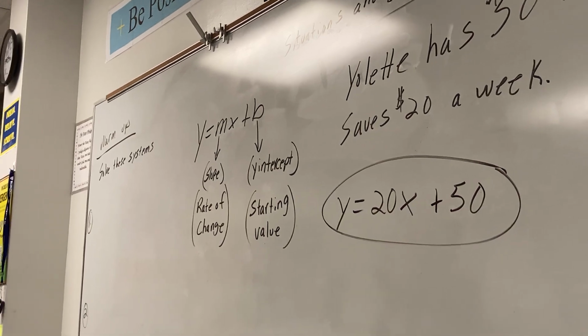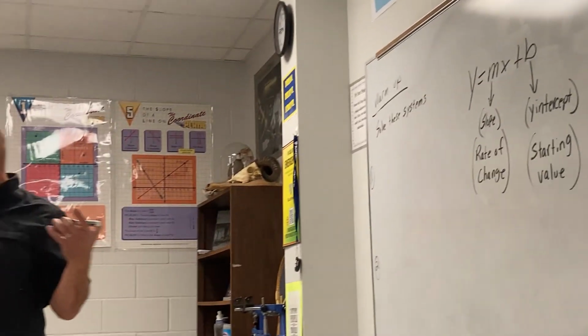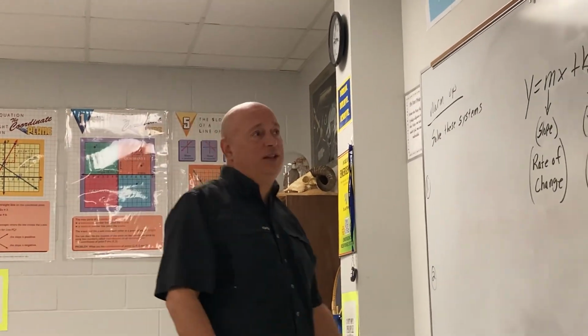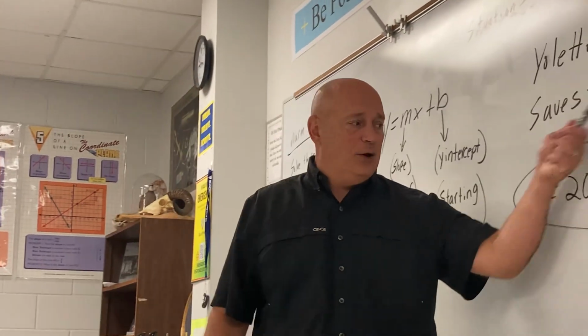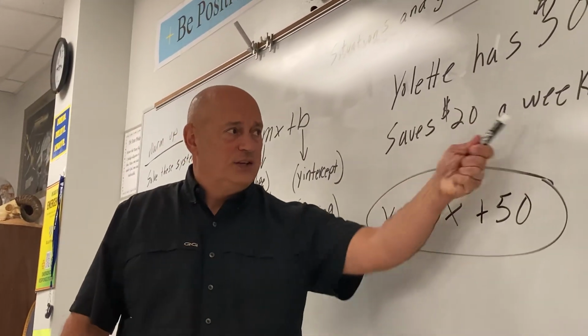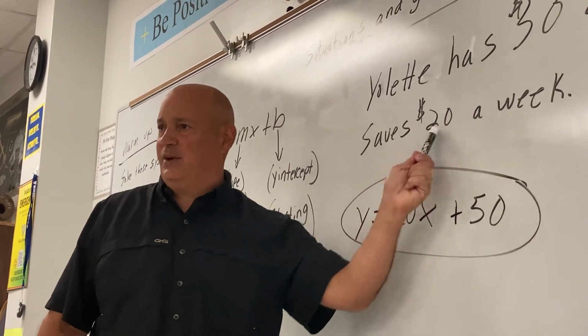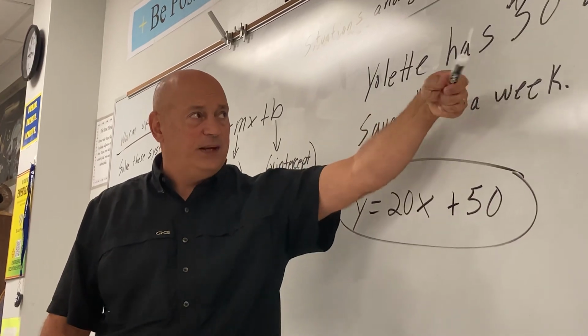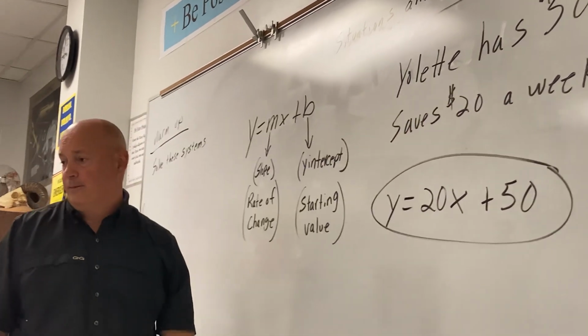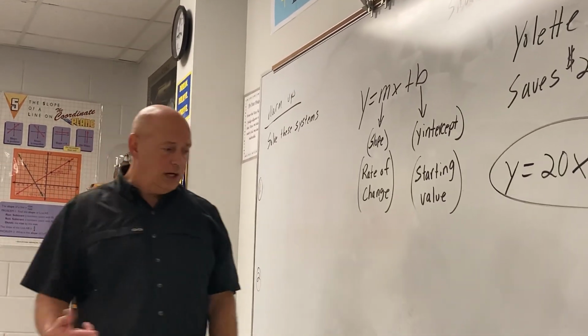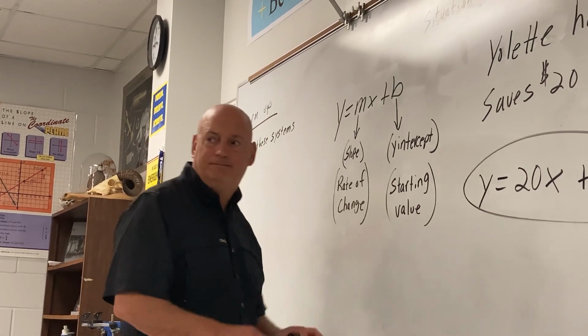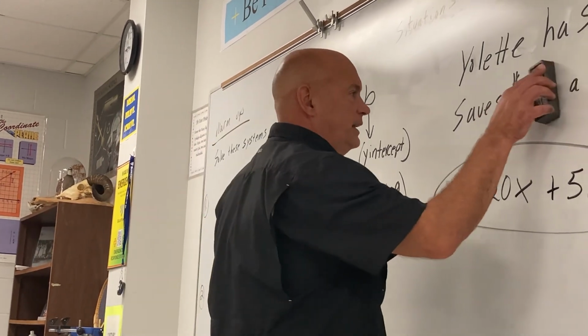It's actually very easy. Are you with me? Once you think about it, one of the numbers has to be the slope, the one that's changing. She's changing it by $20 a week. The one that she starts with has to be the y-intercept. Questions? All right, I'm going to take the same problem and change it slightly.